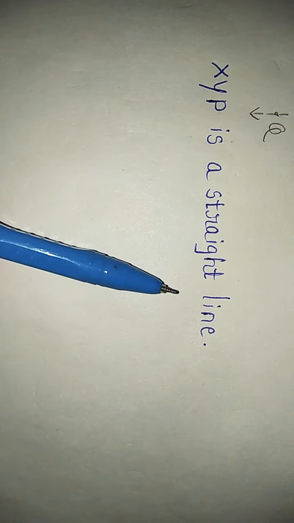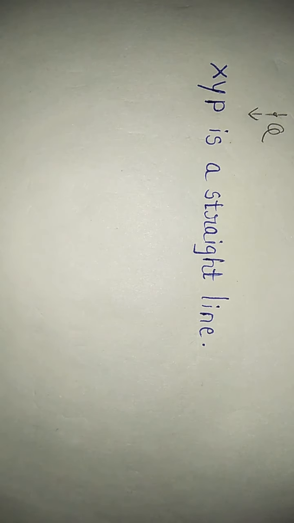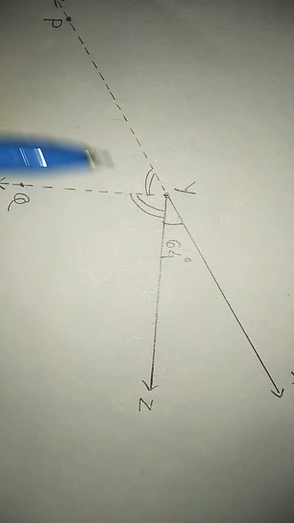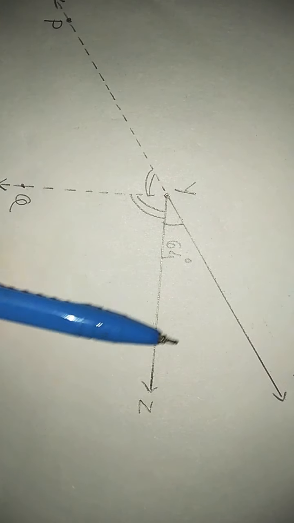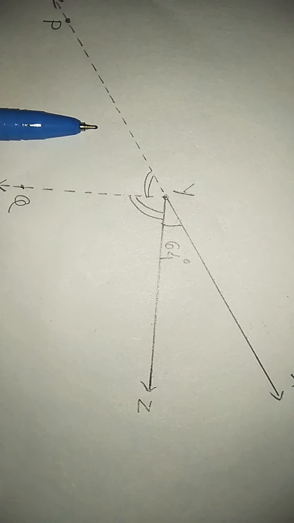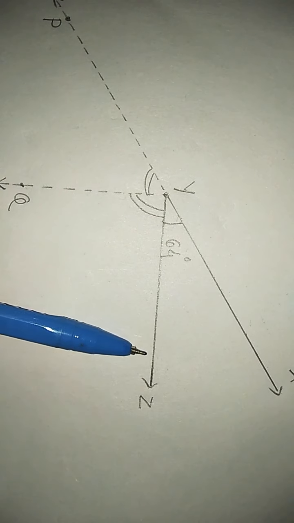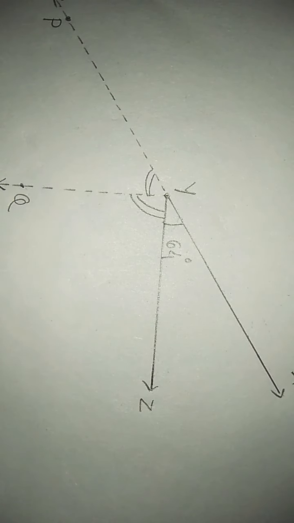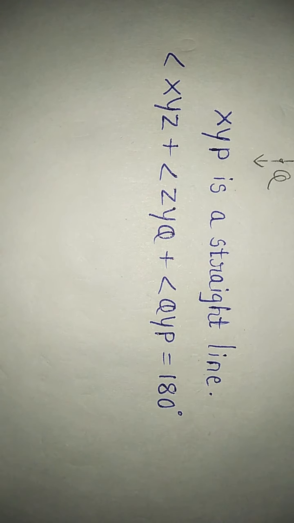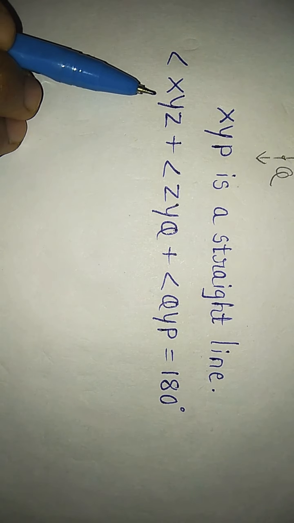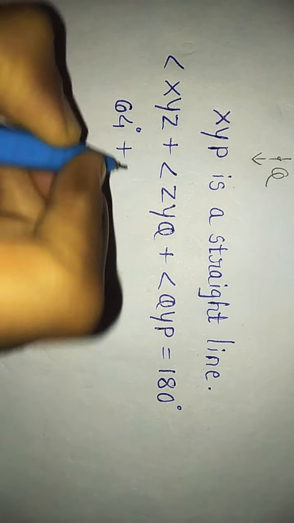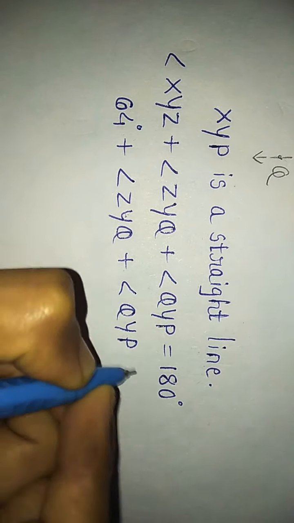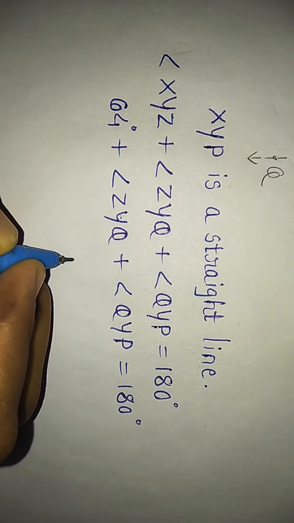First of all, we will write XYP is a straight line. What does this mean? This XYP is a straight line. That means the angles formed on this straight line will have a sum of 180 degree. Therefore, angle XYZ plus angle ZYQ plus angle QYP will be equal to 180 degree. In the question, it is already given angle XYZ is 64 degree. So in place of XYZ, we will write 64 degree. 64 degree plus angle ZYQ plus angle QYP is equal to 180 degree.